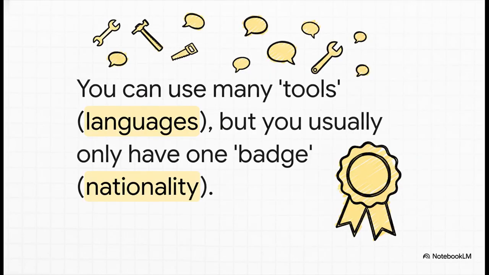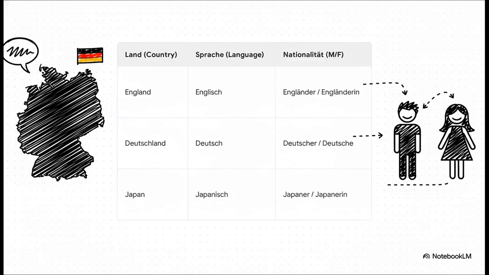And this right here is the whole point of the analogy. You can collect and use a bunch of different tools, right? You can speak many languages, but you typically only wear one badge, which represents your main nationality. And here it is, all laid out in a handy little reference guide. You can see the country, the Land, the language, the Sprache, and then the matching male and female nationality. So, for example, if you're from Deutschland, you speak Deutsch, and you are a Deutscher if you're a man, or a Deutsche if you're a woman.